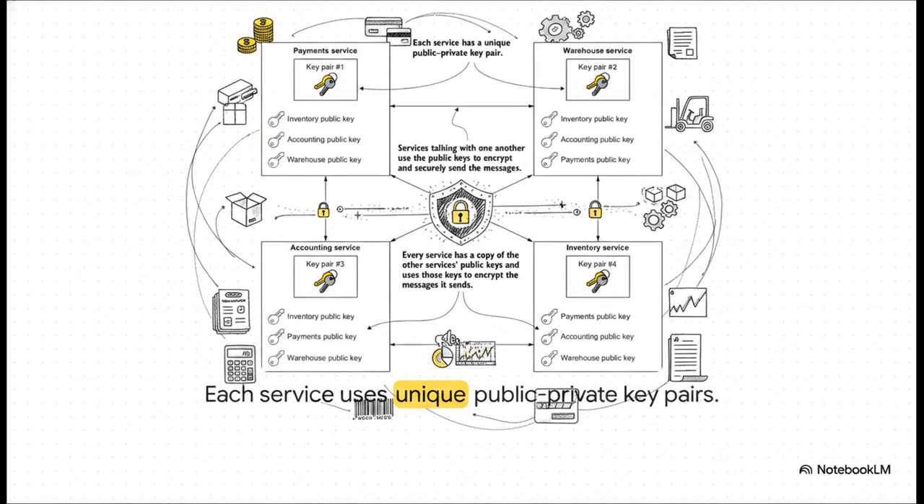If the accounting service wants to securely talk to inventory, it just grabs the inventory's public key to encrypt the message. Think about the blast radius here if something goes wrong. If a hacker manages to breach the warehouse service and actually steals its private key, they only compromise data that was explicitly sent to the warehouse. The communications between, say, accounting and inventory, those remain entirely secure because their private keys are completely isolated. Just like that, the secret key distribution problem is completely solved.